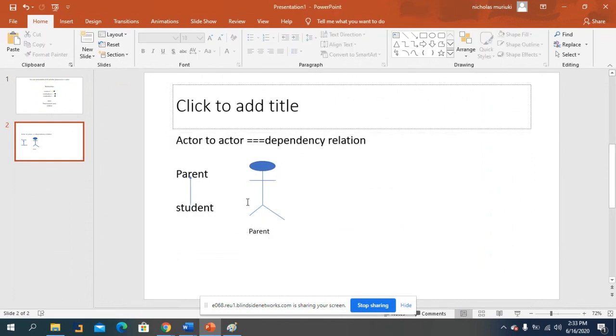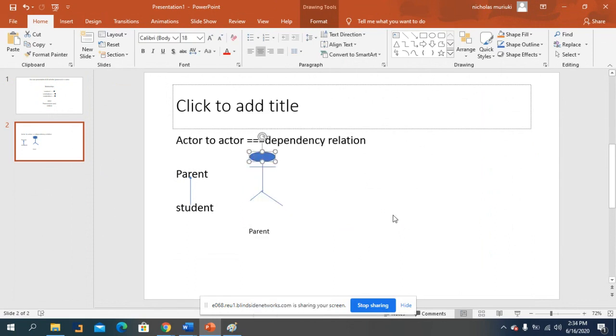So for this case, maybe I can try to relate this. Allow me to group these so that I can be able to copy them. It is not accurate as given, but you'll be able to understand. Allow me to group. Just a minute.